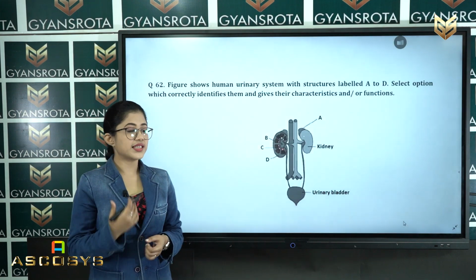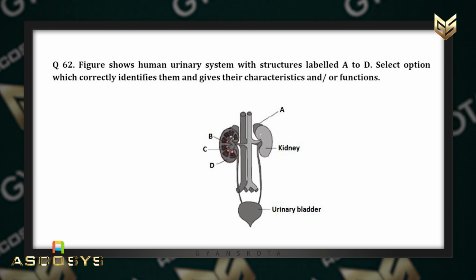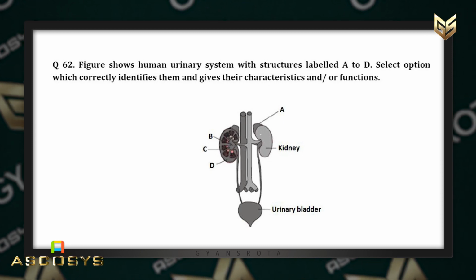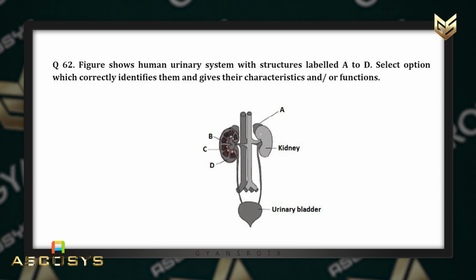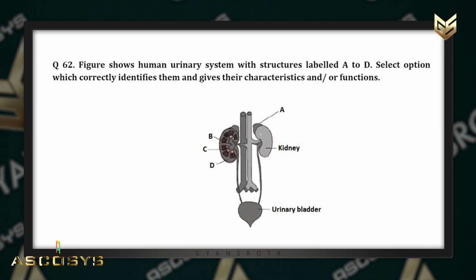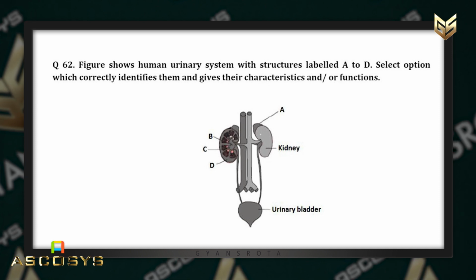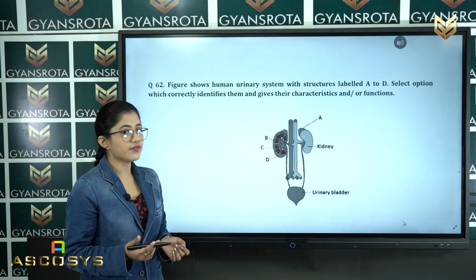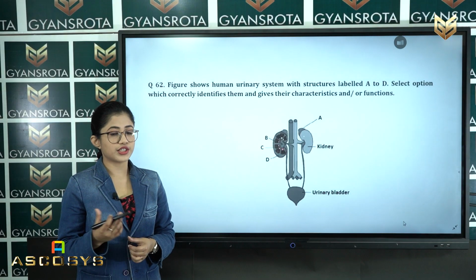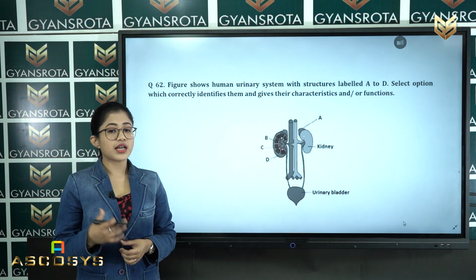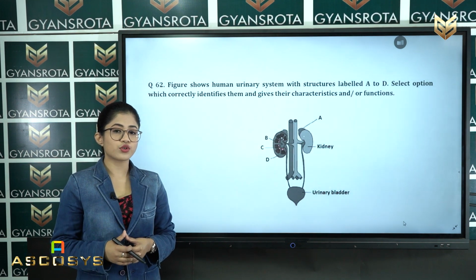Alright, now in question number 62, you can see the figure shows the human urinary system with structures labeled A to D. Select the option which correctly identifies them and gives their characteristics or functions. Student, you can see this is a figure which has come directly from your book. The chapter name is Excretory Products and Their Elimination. Now let's see what options are given for this question.